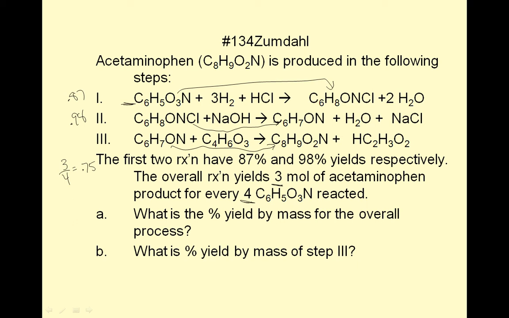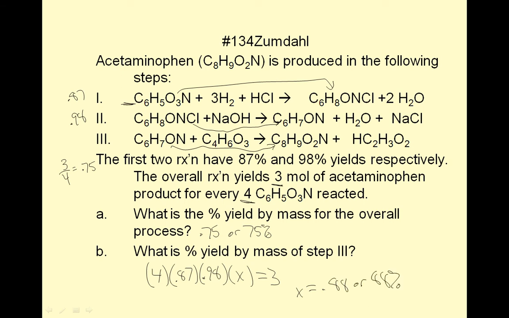What is the percent yield by mass for the overall process? Oh, that's not too bad. 0.75 or 75%, right? What is the percent yield by mass for step 3? So I could say if I start with 4 times 0.87, that's the percentage of that, and then I get 98% of that, then I get X percent of that equals 3. So let's do that math. Not 0.3, just 3. So clear my calculator, 3 divided by 4 divided by 0.87 divided by 0.98. And I hope I get a number less than 1. And I get X equals 0.88, or 88% is the yield for step 3. Right? So this is my start, step 1, step 2, step 3, and this is my final. Not bad. It's quicker than I thought.